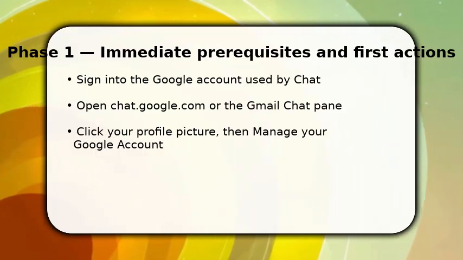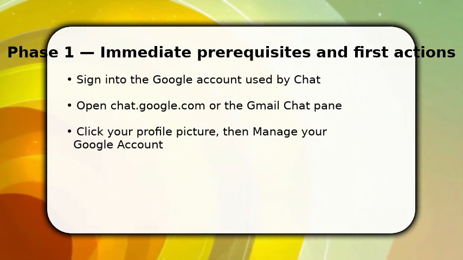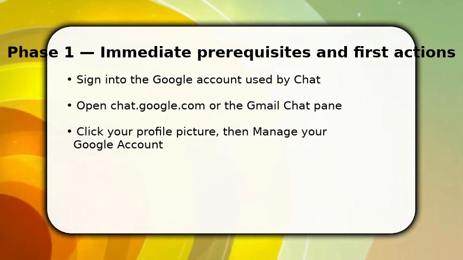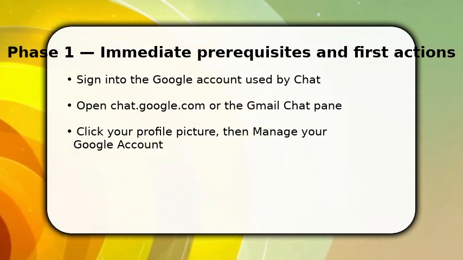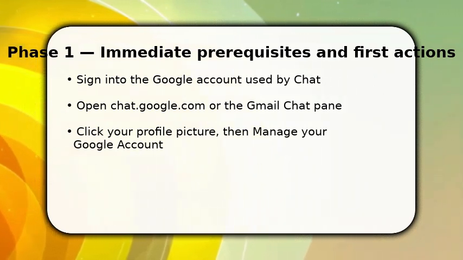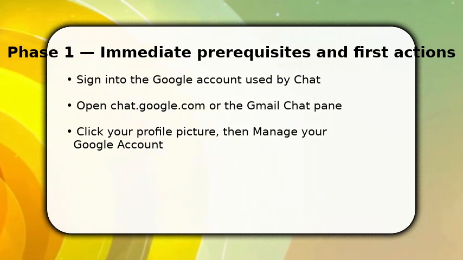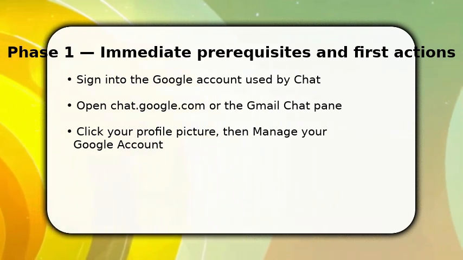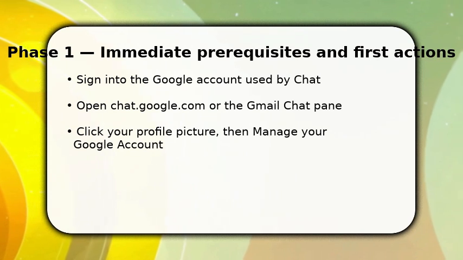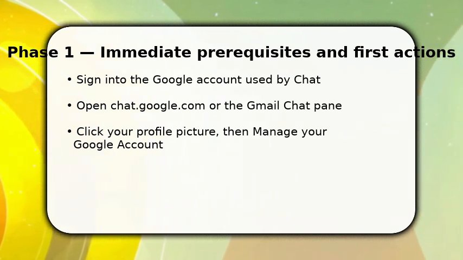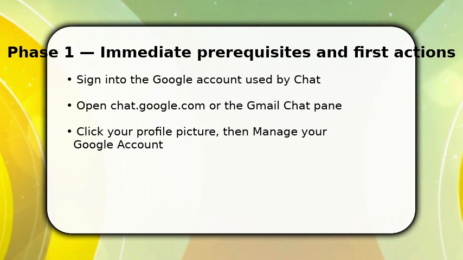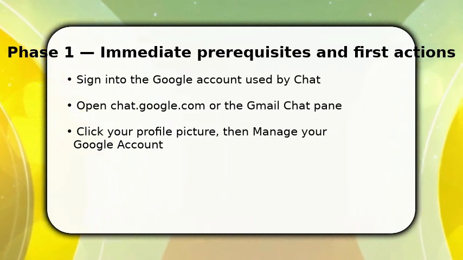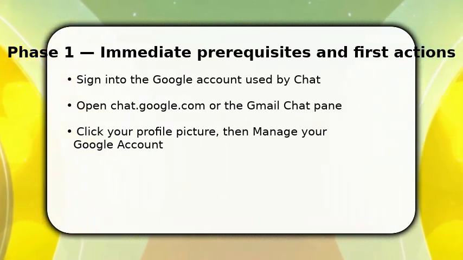You're beginning by accessing the account that controls your chat name. First, sign into the Google account linked to chat. Once signed in, go to chat.google.com or open the chat section in Gmail. Then click your profile photo at the top right and choose Manage your Google account. This step is essential because Google Chat pulls the display name from your core account profile, so changing it here is the first actionable move toward updating how others see you.